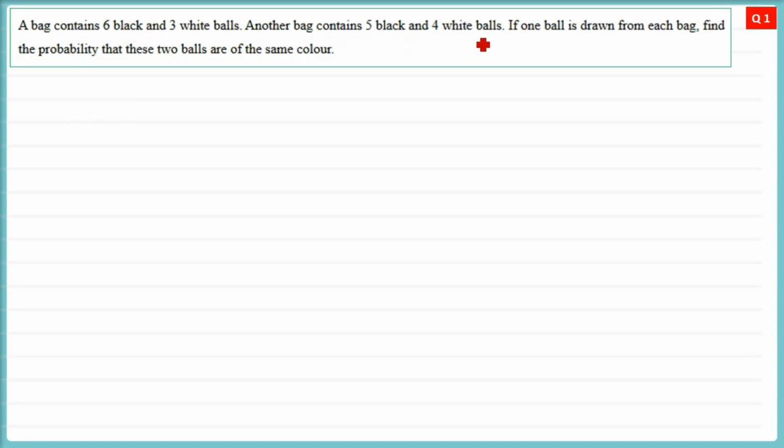Another bag contains 5 black and 4 white balls. If one ball is drawn from each bag, find the probability that these two balls are of the same color. So in order to understand this, let's make a figure.